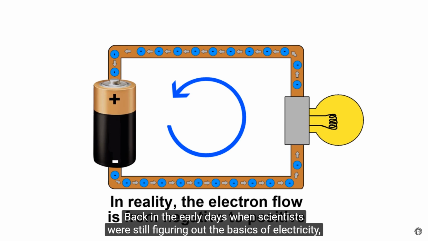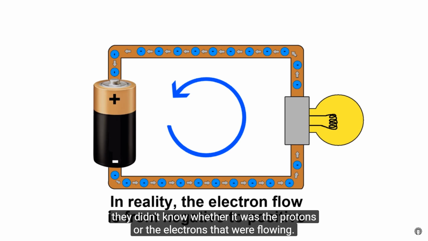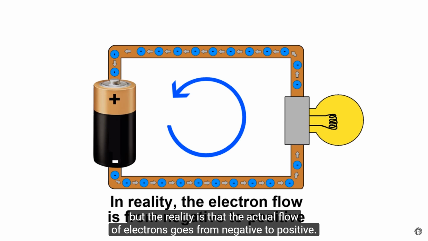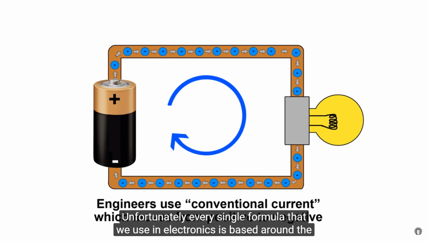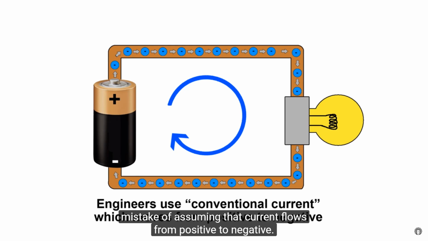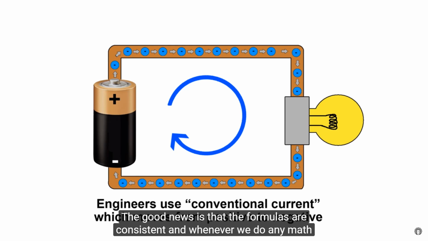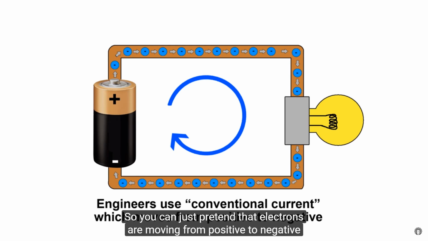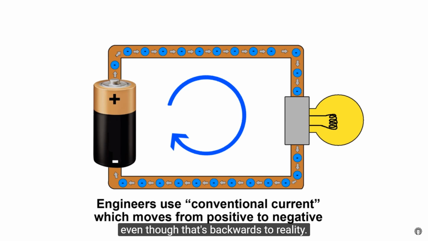Back in the early days when scientists were still figuring out the basics of electricity, they didn't know whether it was the protons or the electrons that were flowing. They made a guess and thought that current flowed from positive to negative, but the reality is that the actual flow of electrons goes from negative to positive. Unfortunately, every single formula that we use in electronics is based around the mistake of assuming that current flows from positive to negative. The good news is that the formulas are consistent, and whenever we do any math in electrical engineering, we use this system of conventional current, and it works. So you can just pretend that electrons are moving from positive to negative, even though that's backwards to reality.